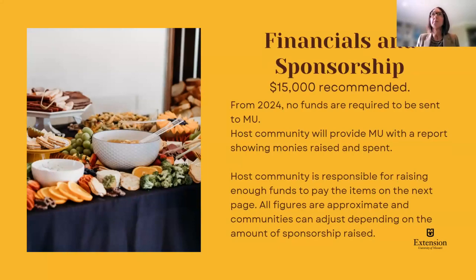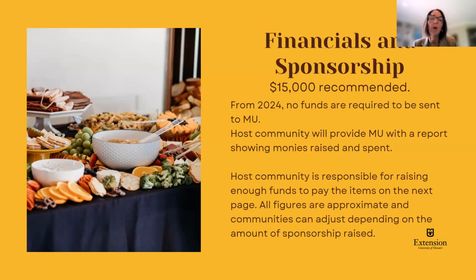Okay, so the financials. All up, I put this number up front because this is one of the key things that people need to know. We recommend that you raise at least $15,000 in either cash sponsorship or in-kind donations. On the next slide, I'm going to give you the breakdown of that. The community will raise the money that they need to cover their expenses, and all of those funds stay in the community. They don't need to be sent to MU. So you raise your money to cover your budget.